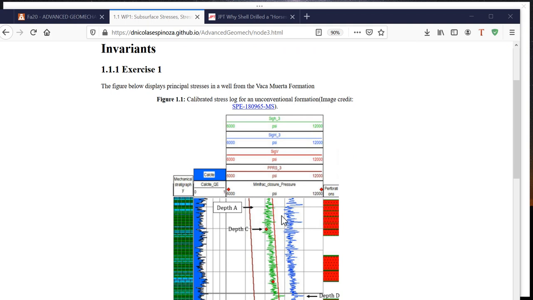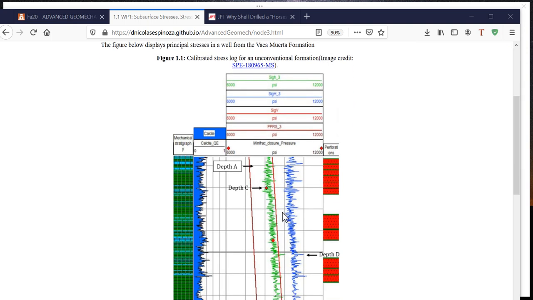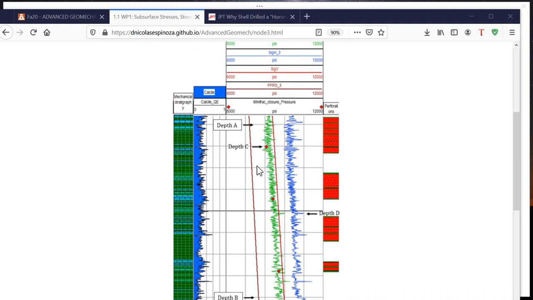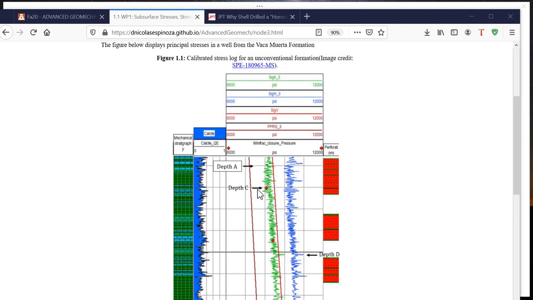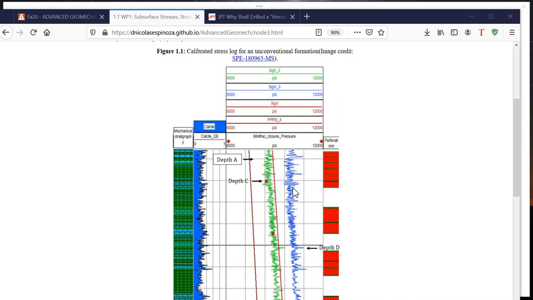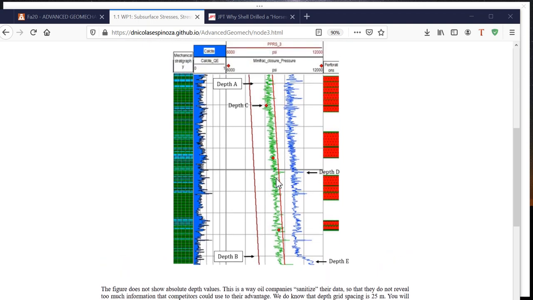And in order to motivate this first lecture, I'm introducing this plot where we have a record or a log of stress as a function of depth. Depth is in the y-axis, and here we have pore pressure, minimum horizontal stress, vertical stress, and maximum horizontal stress. You can see that those stresses vary as a function of depth, and so does pore pressure. Something important to notice in this figure is that sometimes horizontal stresses can be larger than the vertical stress.